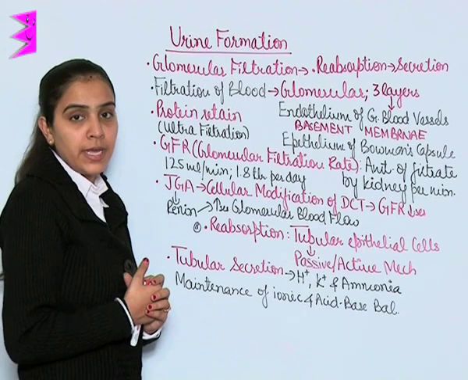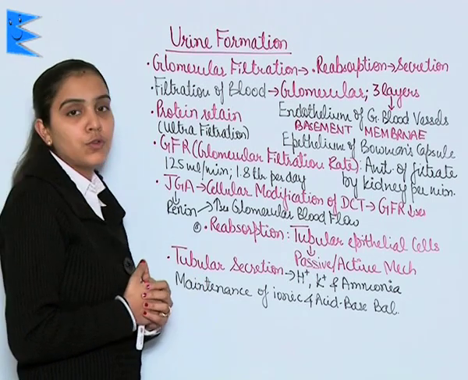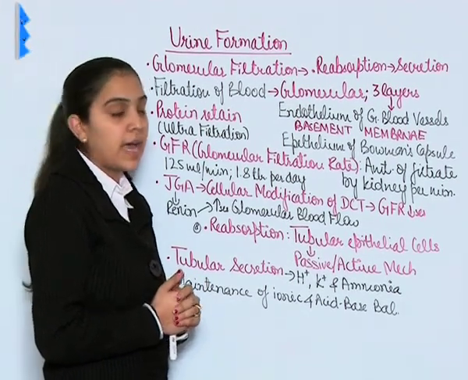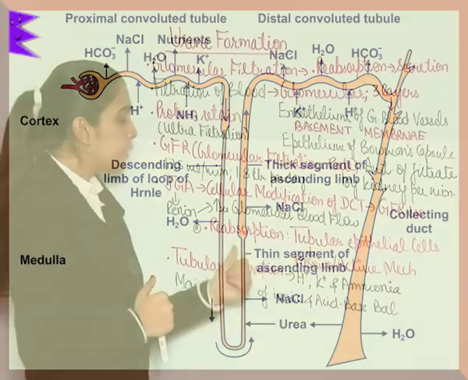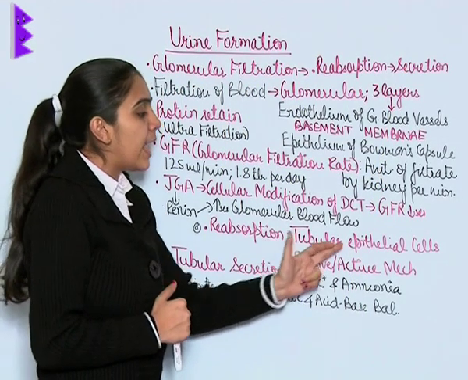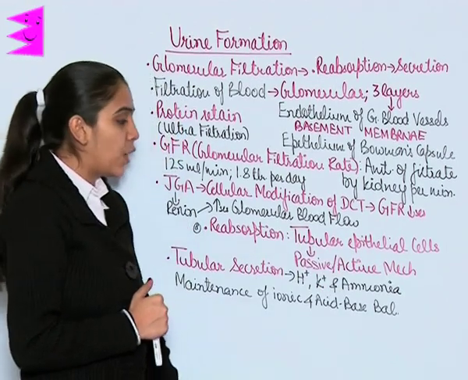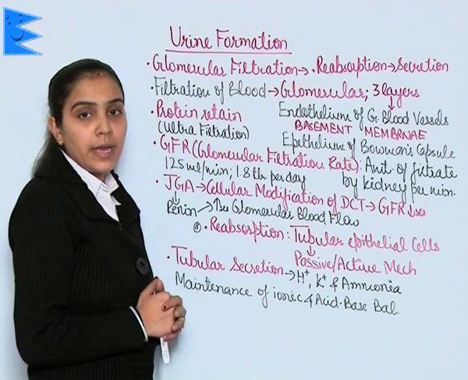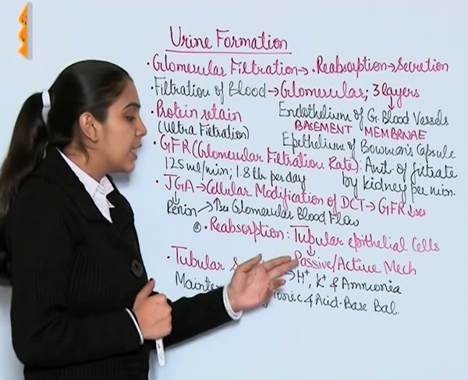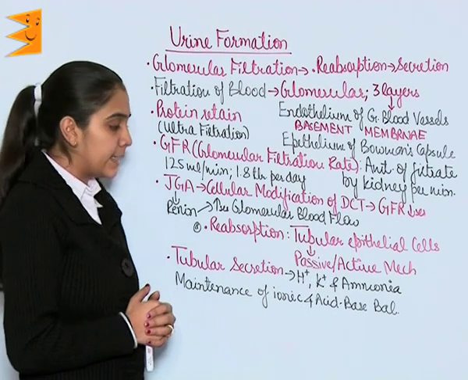The second step is reabsorption and then comes tubular secretion. You can see in the diagram how and through which parts of the nephron tubular reabsorption is taking place and from which parts the secretion is occurring. Reabsorption: tubular epithelial cells of the nephron are involved in reabsorption. They reabsorb through 2 mechanisms, that is, passive or active.